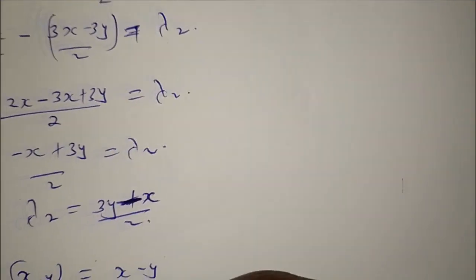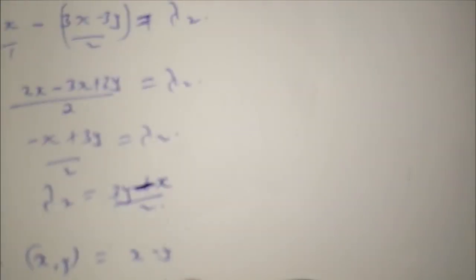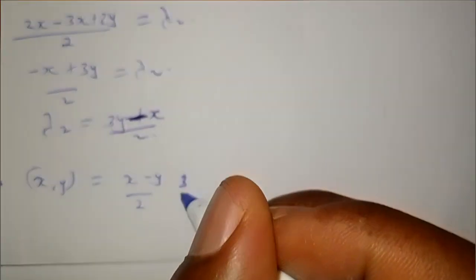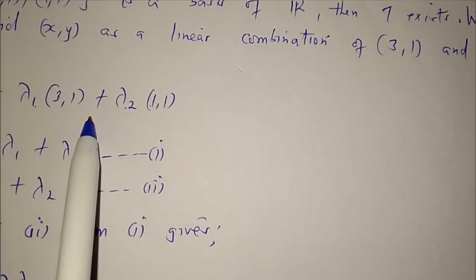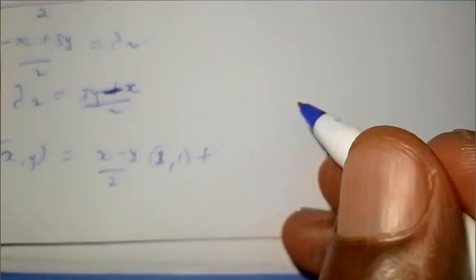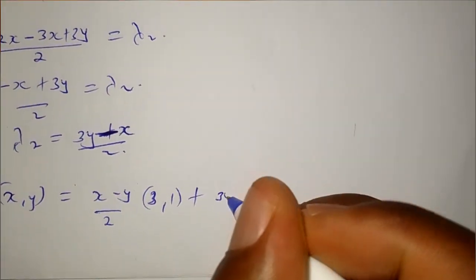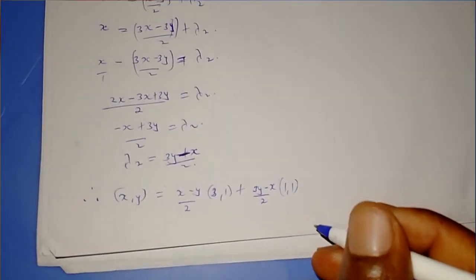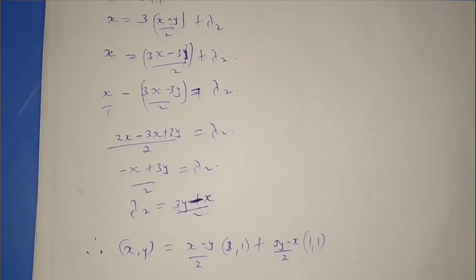Our (x, y) is equal to (x − y)/2 times λ₁(3, 1), plus λ₂(1, 1), and our λ₂ is (3y − x)/2 times (1, 1). Hope you understand everything. Are we there?